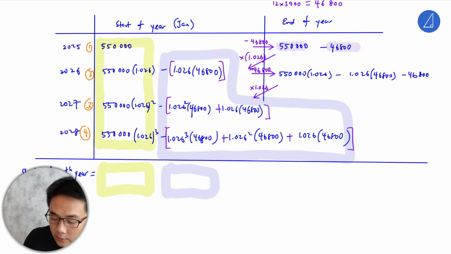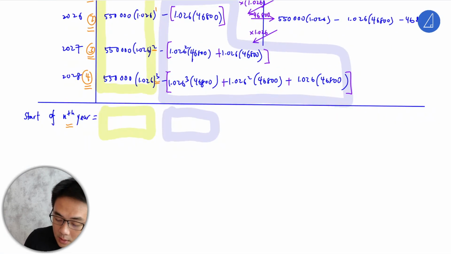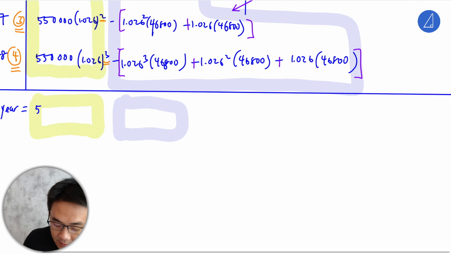For the front part, it's quite easy. When this is 2, this is 1. When this is 3, this is 2. When this is 4, this is 3. So when this is n, we expect it to be n minus 1. So it's the same thing here: this is 550000 times 1.026 to the power n minus 1.